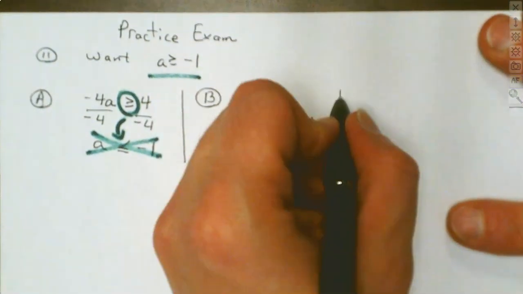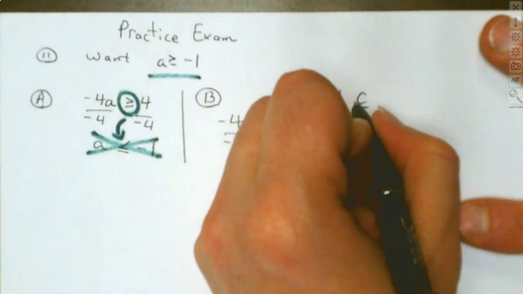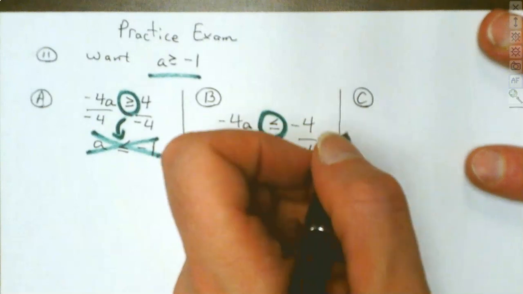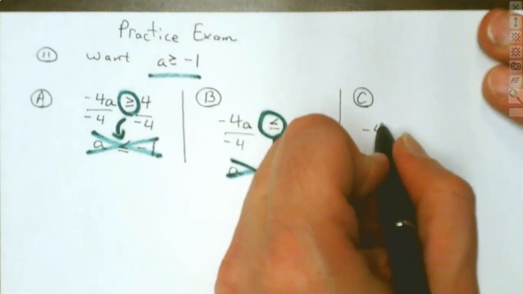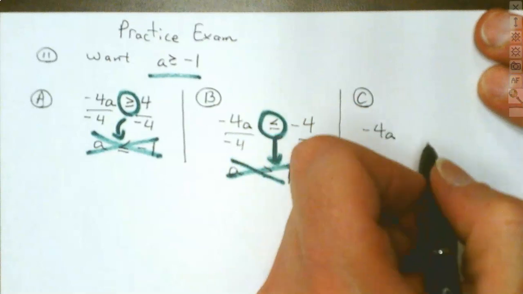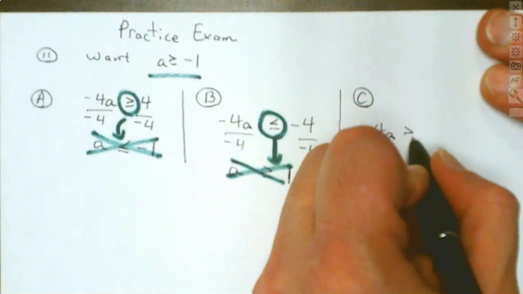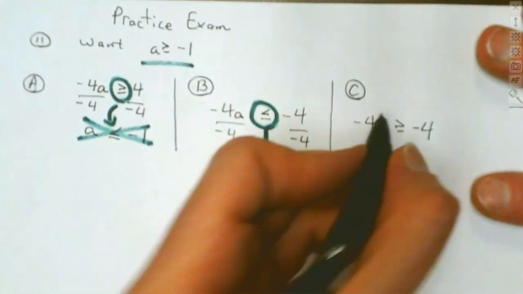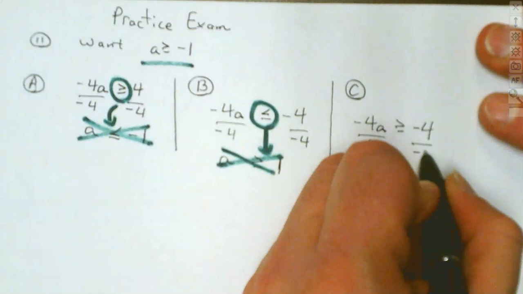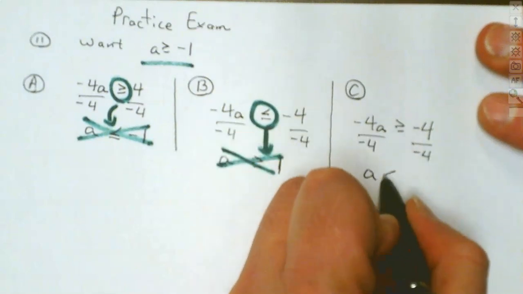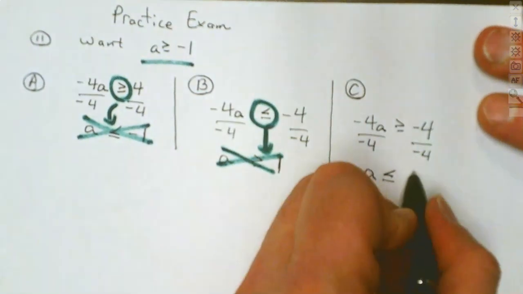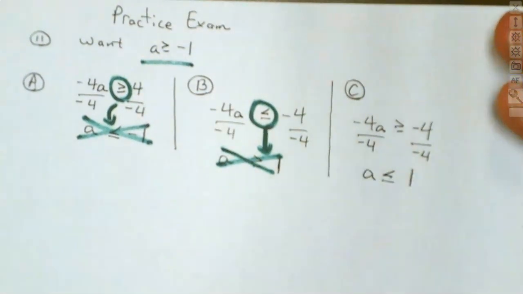What about C? Well, part C is negative 4a is greater than or equal to a negative 4. That one's not going to work either, is it? Because we divide by our negative 4, and that's going to make it completely wrong because we switch our inequality, and negative over negative makes it a positive 1. So is C going to work here? Nope.